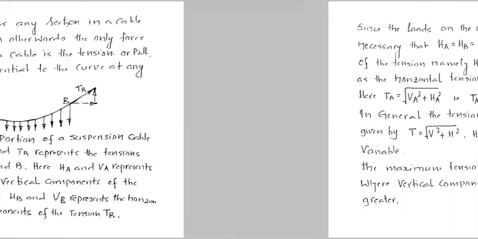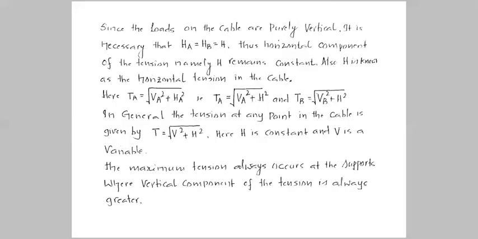Since the loads on the cable are purely vertical, it is necessary that HA is equal to HB is equal to H. Thus, the horizontal component of the tension, namely H, remains constant. Also, H is known as the horizontal tension in the cable.